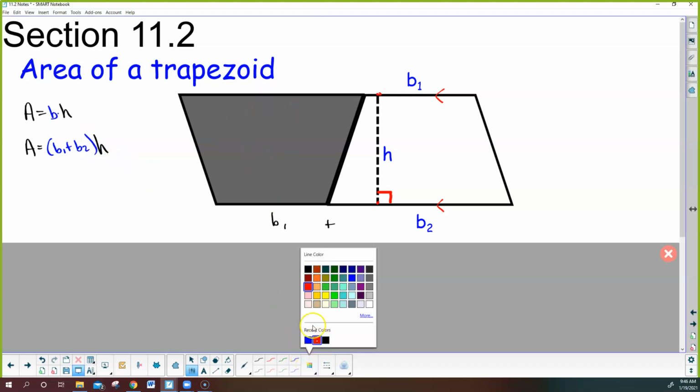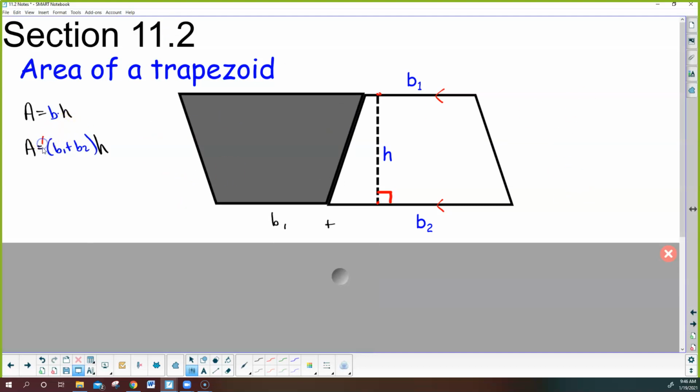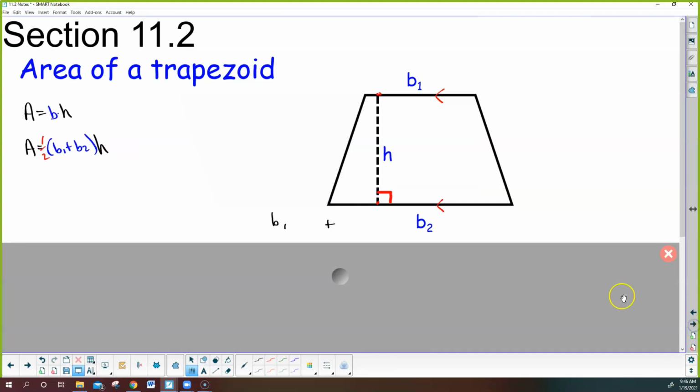However, I don't want this whole shape. I actually just want half of it, right? I want to take away this piece right here. So if I know what the big area is, what if I cut this in half? And there is the formula. I'll have to do this, hold on. There you go. So there's the formula for just one of those shapes, the original shape.